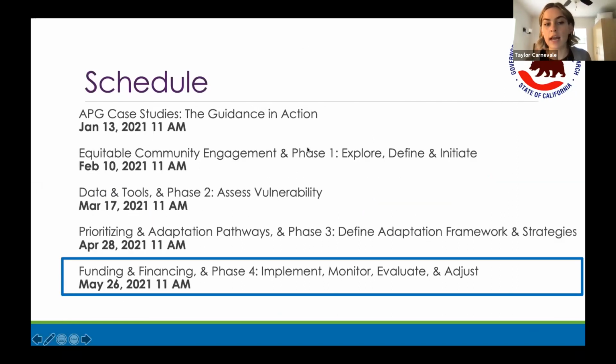So as I mentioned, today we're covering phase 4 of the APG, implement, monitor, evaluate, and adjust. An aspect of that is funding and financing.